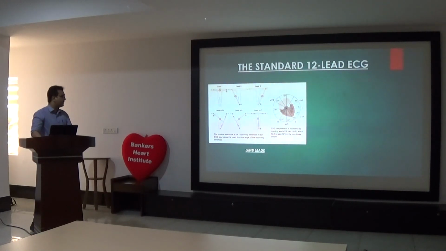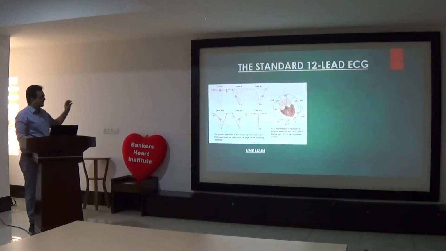Now talking about the augmented limb leads, they are AVR, AVL and AVF. Lead AVR is computed taking the electrode on the right arm as the positive electrode, with the base electrode being the average of the potentials of the electrodes on the left arm and the left leg. So lead AVR views the heart from the top. Similarly, leads AVL and AVF are also computed like lead AVR. As we can see from the image how leads AVL and AVF also view the heart.